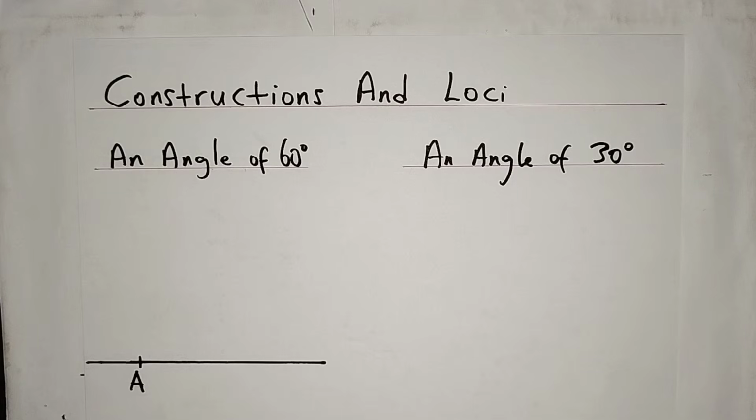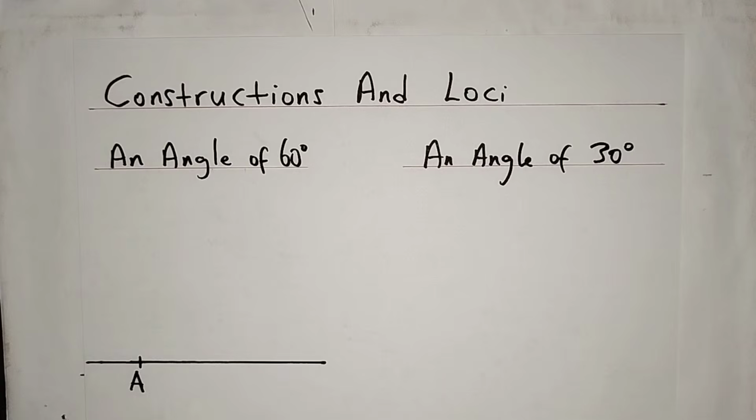In this video, we want to construct angles of 60 degrees, 30 degrees, 90 degrees, and then 45 degrees using a ruler and a pair of compasses. So we shall start by constructing an angle of 60 degrees.